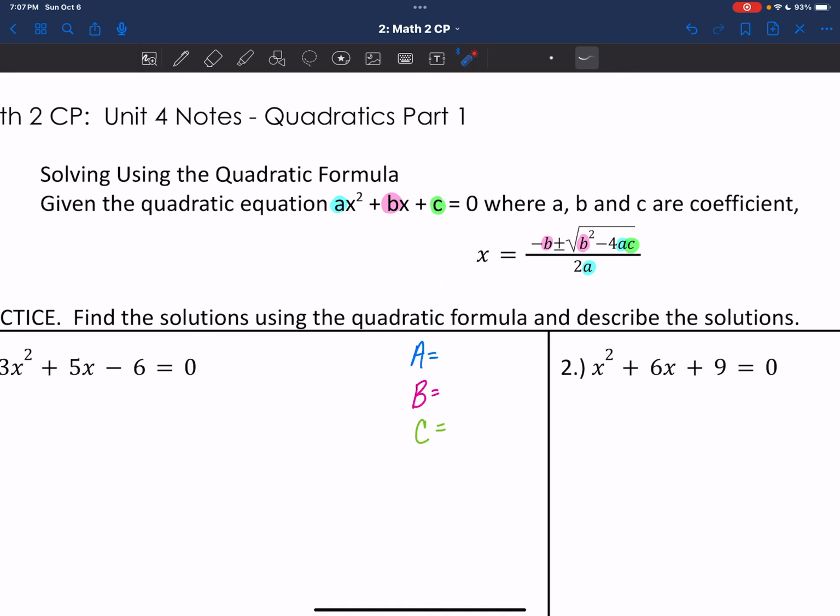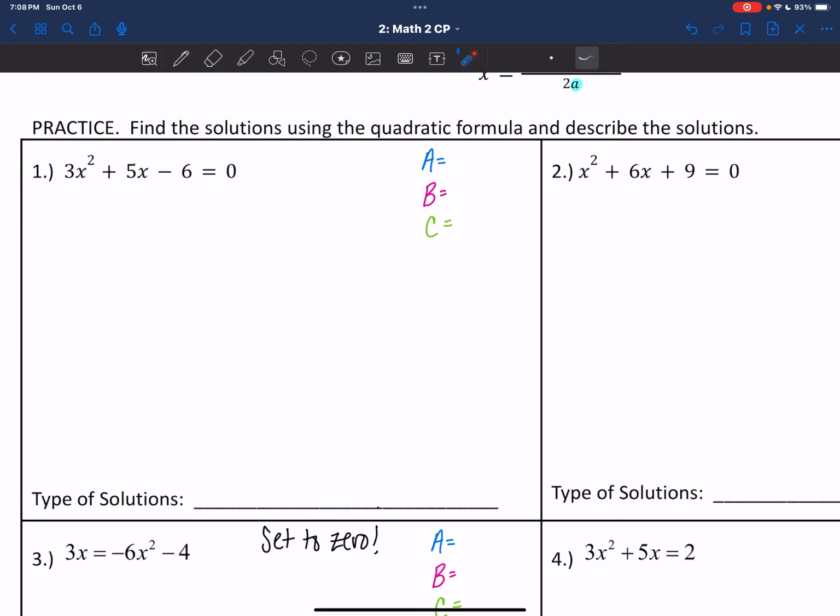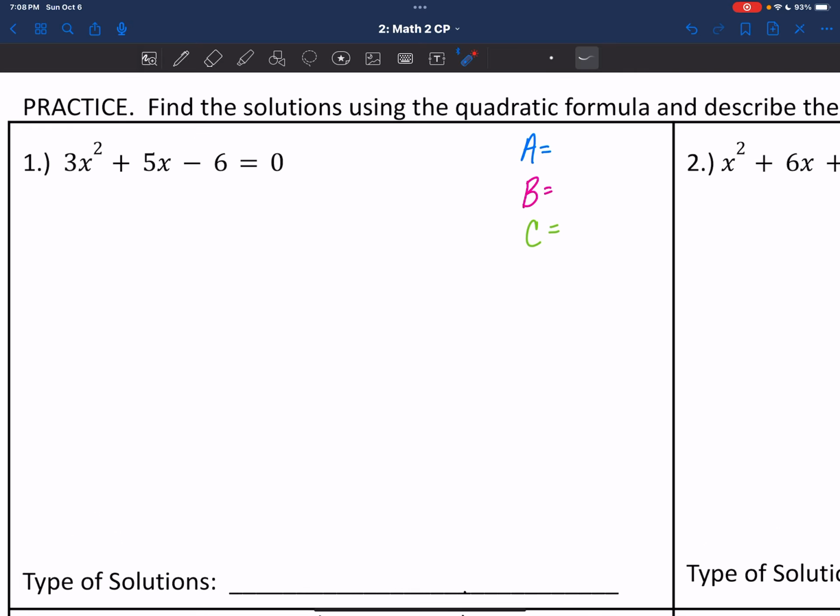If you can't factor it using any of the other methods that we've practiced before, then you need to use the quadratic formula. I always remembered it as the song that goes x is equal to negative b plus or minus the square root of b squared minus 4ac all over 2a. Make sure you remember that, whether it be song format or whatever, but make sure you know the quadratic formula. First off, let's get started with number 1.